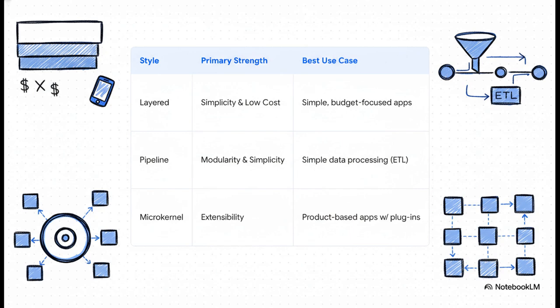If your main goal is just simplicity and keeping costs low, say for a startup or a simple app, the layered style is going to be your best friend. But monoliths can be really sophisticated too. If your problem is all about data moving through a series of steps, kind of like an assembly line, the pipeline architecture is a super clean and powerful option. And if you're building a platform that other people will build on top of, like an IDE or a web browser, the microkernel style is perfect. It gives you a stable core with extension points.